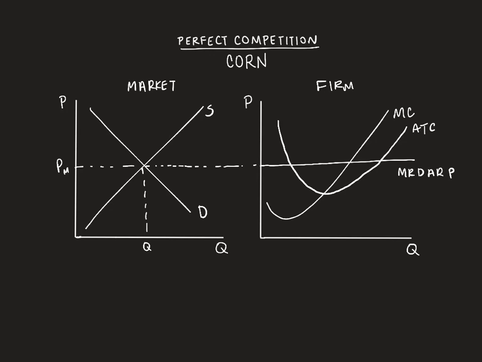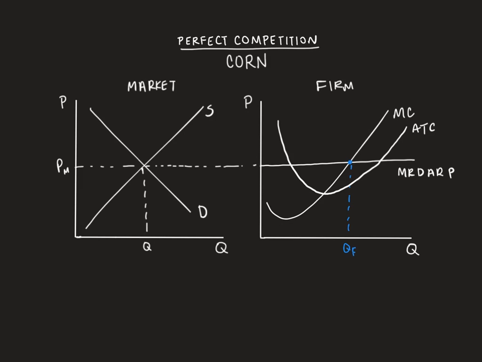So if we look at the revenue versus the costs of this specific corn firm, we see that where MR equals MC, this is where it is profit maximizing. So it's the ideal price and quantity for the firm to produce at. And so this would be firm quantity.